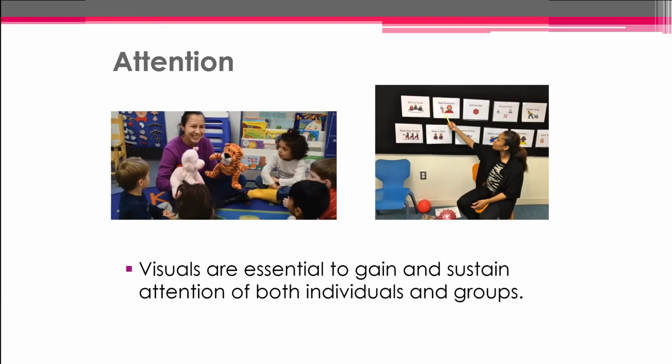So visuals are essential to gain and sustain attention of both individuals and groups. To capture attention, you need to seek the attention of a person or group, make the connection between the adult and the child, and decide what types of visuals to use. To sustain attention, you need to stay engaged and be animated. Pair verbal and visual cues and ensure the team's actions are consistent. Remember to stay close and speak at the child's level.